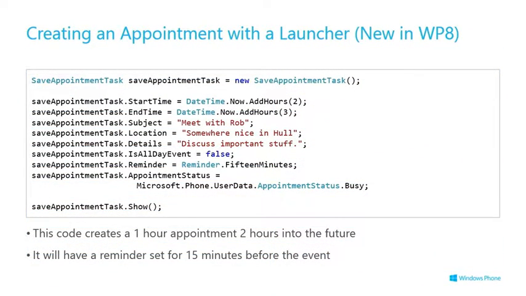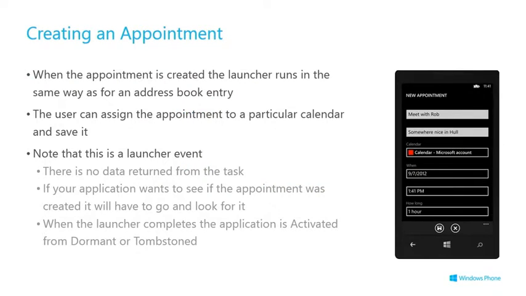This is the new one, creating an appointment with a launcher. The save appointment task, you set the start time, end time, a subject, location, details, all those kind of things. And then you call .show. Now, unlike the save contact task, this doesn't return any value, which is kind of strange. So if you want to find out if it's worked, you have to call this and then make an appointments query to find out what's actually in the store. So that's what it looks like. The user can assign the appointment to a particular calendar and then save it.